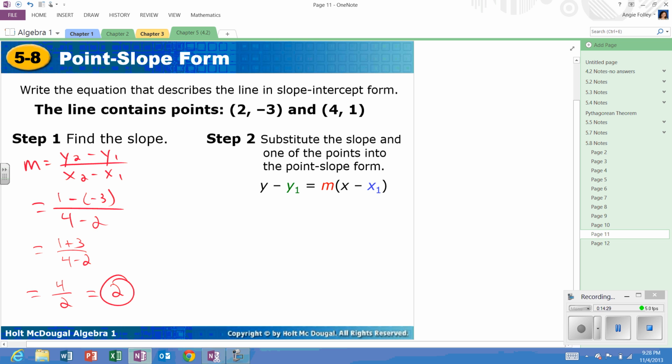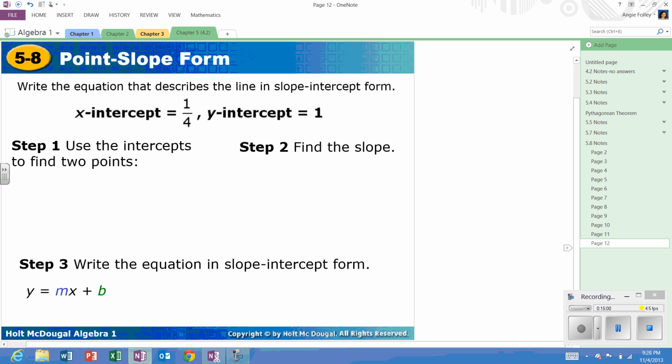Now we're going to substitute that into our point slope form. You can pick either point here to plug in. I usually just pick my positive numbers to plug in. So I'm going to plug in the point (4, 1). So that means I'm going to do y minus 1 is equal to 2 times x minus 4. And this would be the point slope form, and you'd be done if I had just said leave it in point slope form.